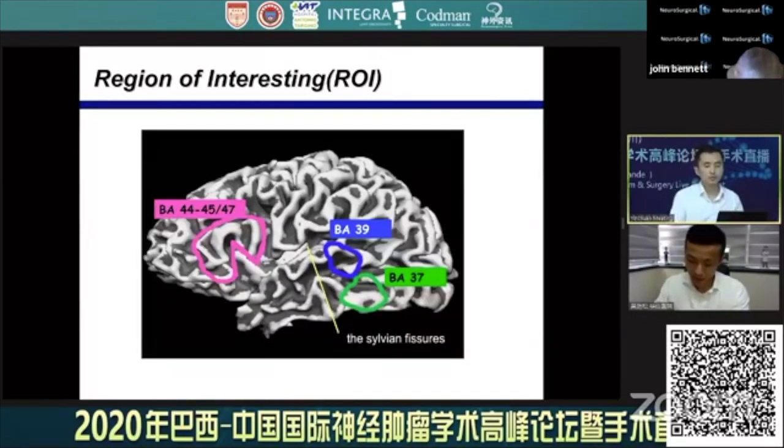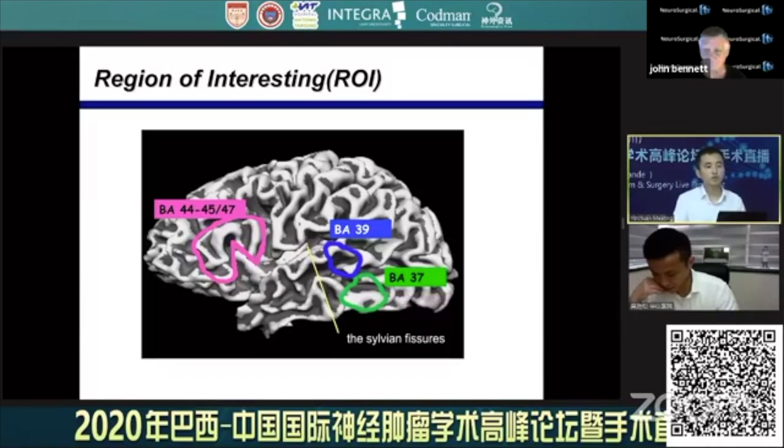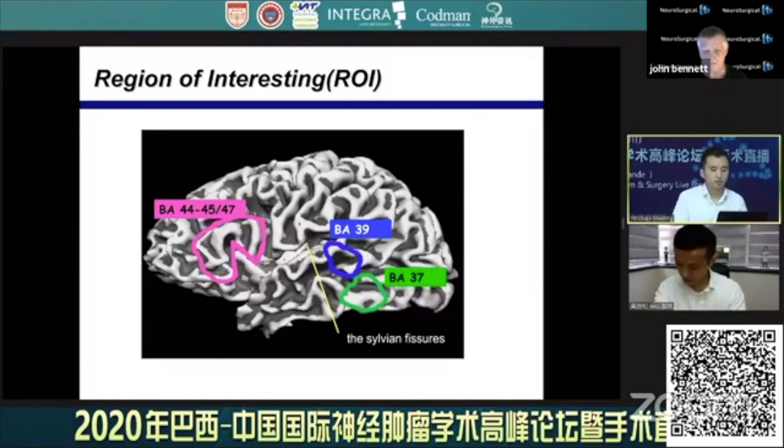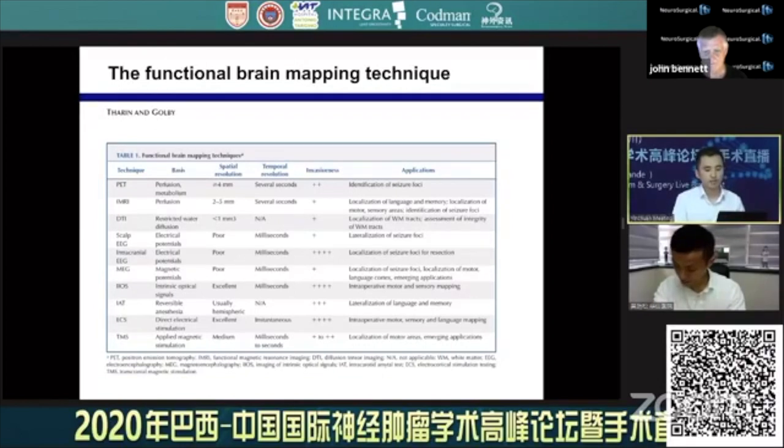In the processing of functional brain mapping, the region of interest is very important. It is the area where we are focusing on. The following techniques are included in functional brain mapping, such as the functional MRI and the diffusion tensor imaging and the ECS and so on.